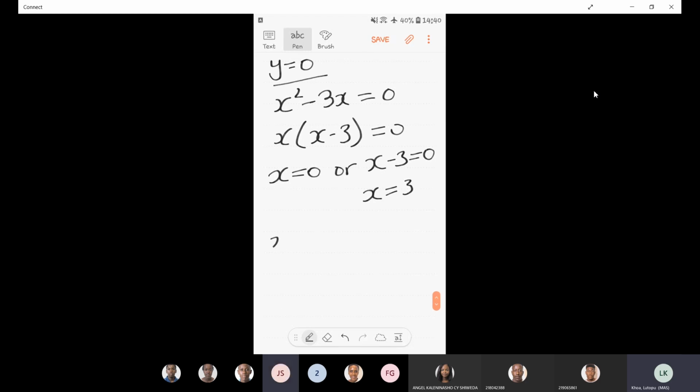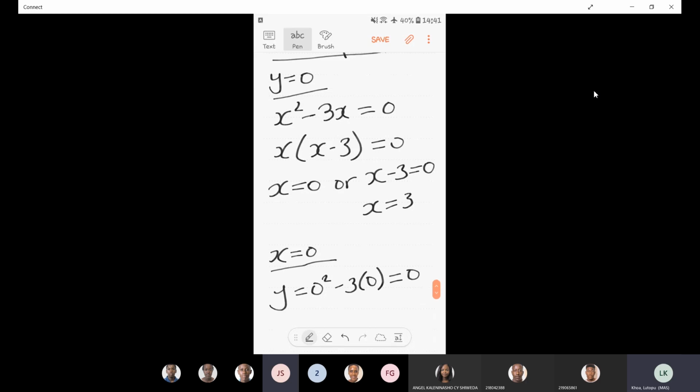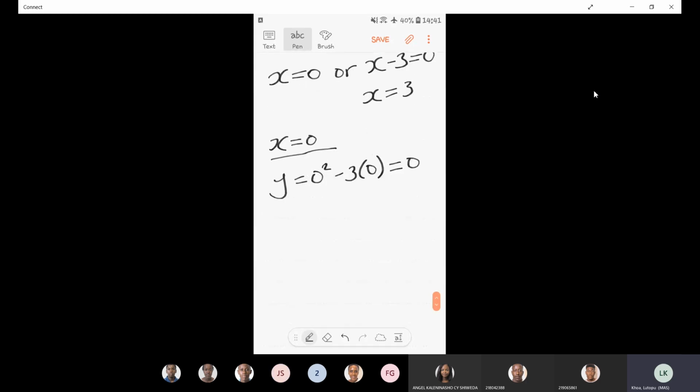And then the second one, when x is equal to 0, we have y is equal to 0 squared minus 3 times 0. This is just equal to 0. So those are my intercepts. So I have that out of the few things that I need to work out.